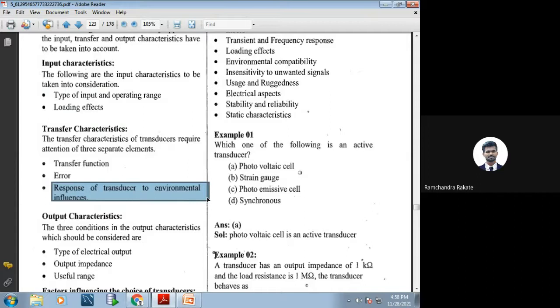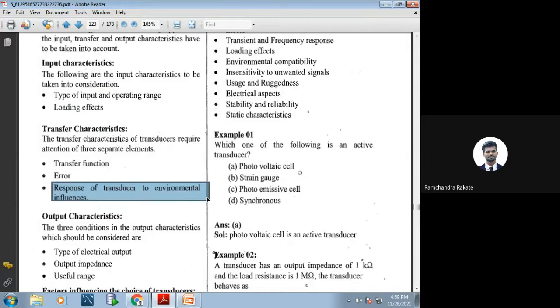The characteristics of the output electrical component and all these parameters are going to change as per the transducer requirement. Am I right? Yeah. So selection of a transducer will be based on the sensitivity, operating range, accuracy, frequency response, resonant frequency, environmental capability, minimum sensitivity, usage, rigidness, and electrical parameter. All these are part of it.